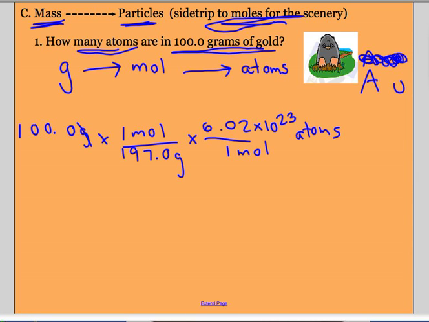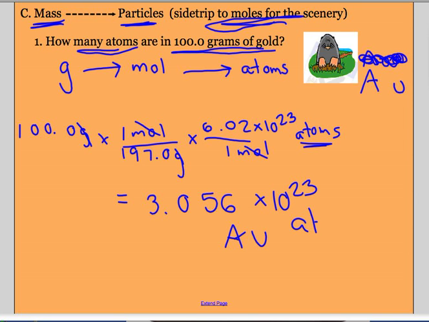What you'll notice is that everything cancels. Grams cancel. Moles cancel. And what we're left with is atoms, which is what we want. If this does not happen when you do your problem, you did it wrong. You know you're wrong. So if we do our math, we should get our answer, which is 3.056 times 10 to the 23rd gold atoms. Again, I have 4 sig figs in my answer because I started with 4 sig figs. My number is right. I labeled what chemical I was talking about, and I talked about atoms.